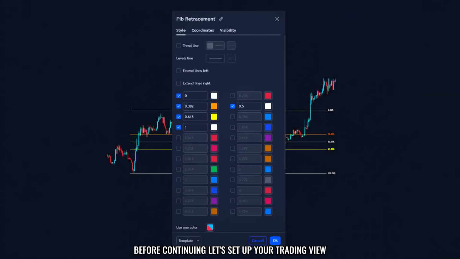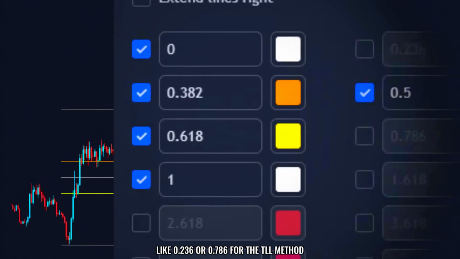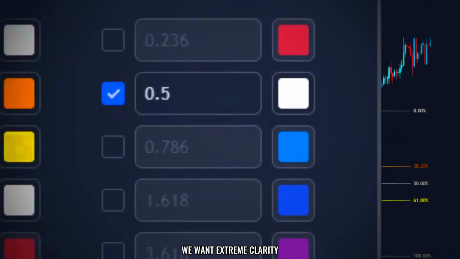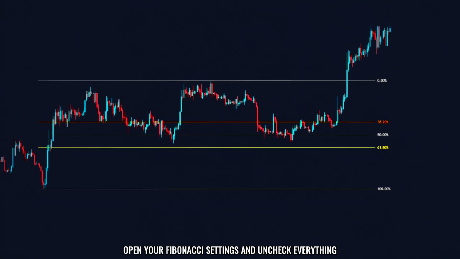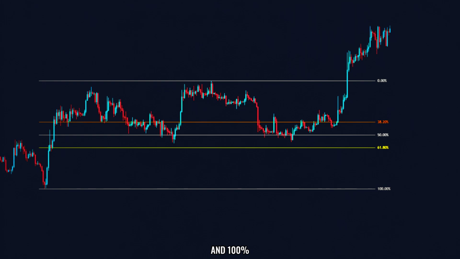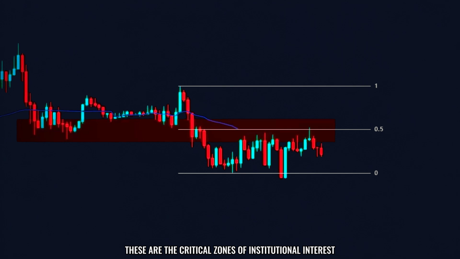Let's set up your TradingView. Most default settings are a mess of unnecessary levels, like 0.236 or 0.786. For the T.L.L method, we want extreme clarity. Open your Fibonacci settings and uncheck everything except 0, 38.2%, 50%, 61.8%, and 100%. These are the critical zones of institutional interest.